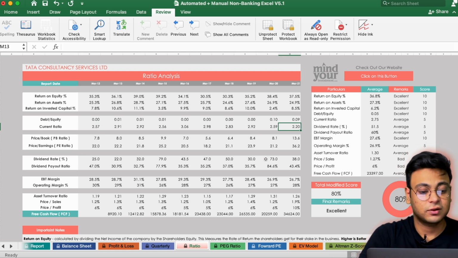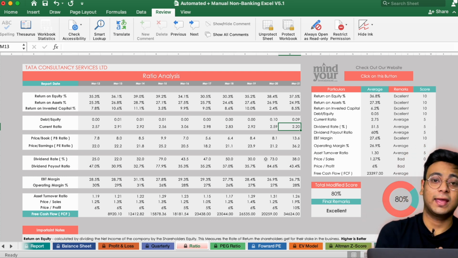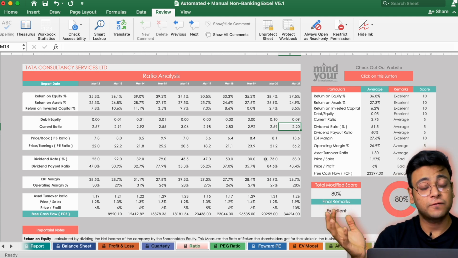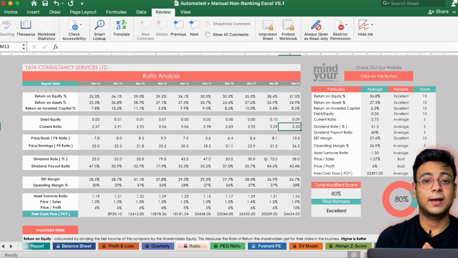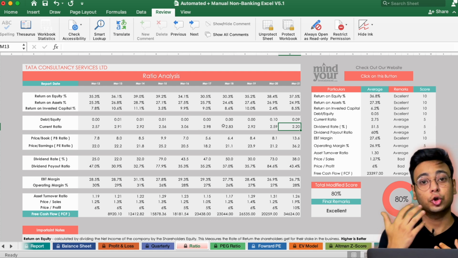Similarly, the current ratio of the company, if you see, has overall been in a good zone. Right now it is at 2.20. Again, this is a positive sign. Anything between 1.5 to 2.5 is considered to be a good current ratio, but you have to compare it with other companies in the sector to see whether that is good or bad.